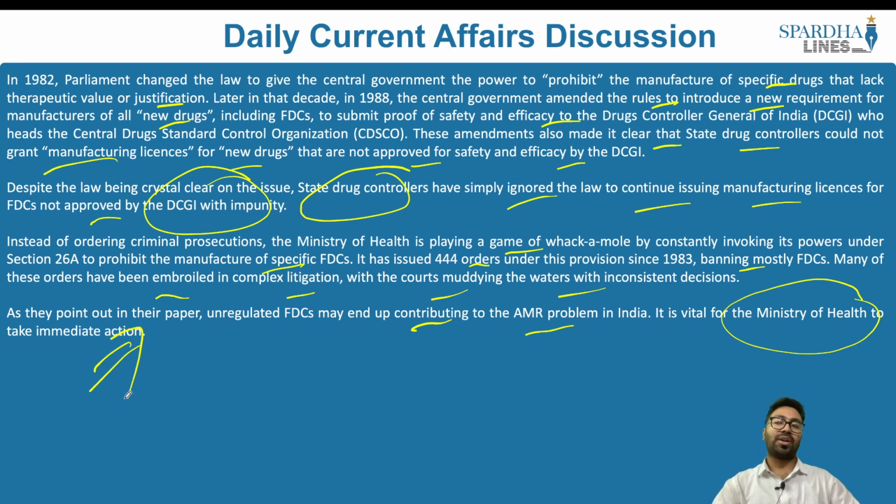So because we do not have one single organic law at the central level, states are being taken for a toss, where they have been giving different permissions, and ultimately there is no check, and as a result what we have is antimicrobial resistance increasing, says this article. It is this that we have to understand with respect to this article.